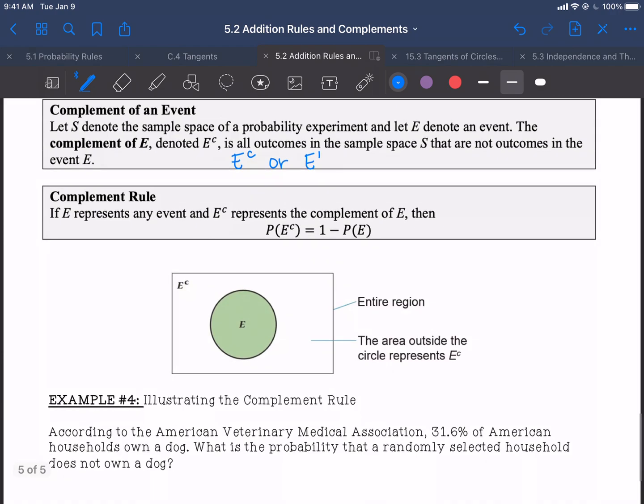Okay? So think of if our event is, if we're rolling a 6-sided die, and our event is to roll a 1, then that would be the set of the number 1, and the complement to that would be everything but a 1, which would be 2, 3, 4, 5, or 6.